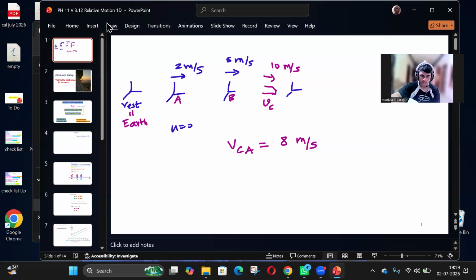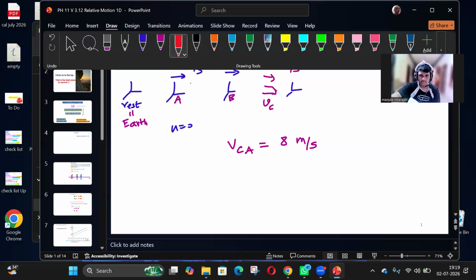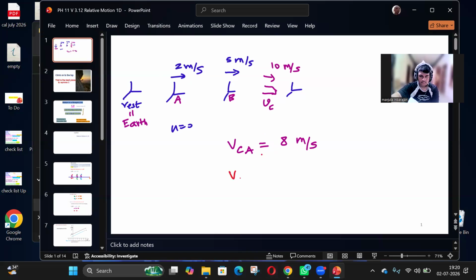Is that clear? Simple logic, no? Yes, if both are going in the same direction. Now, this is the notation: velocity of C with respect to A. So with A as reference, what is the speed of the car? Similarly, the velocity of the car with respect to frame B is how much? 5 meters per second.